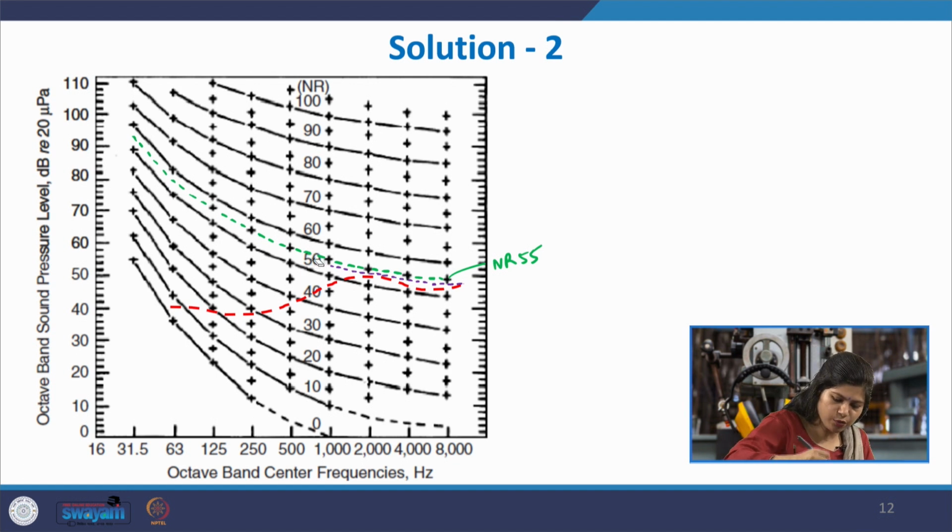So you can make an educated guess. Even if you are not given a family of curves, you can find out which is the nearest curve where it is either below or just touching that curve. So we find that it is just touching the NR 53 curve.